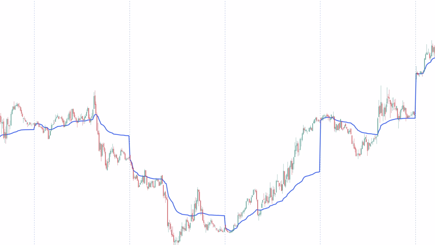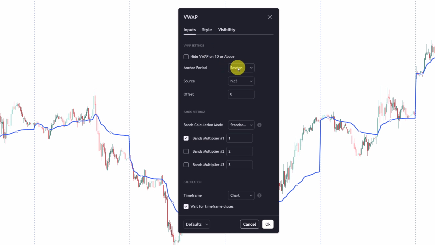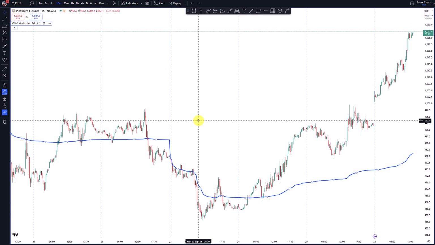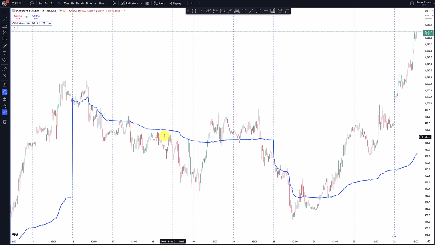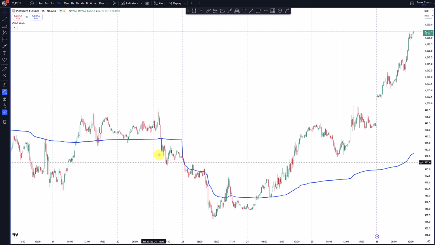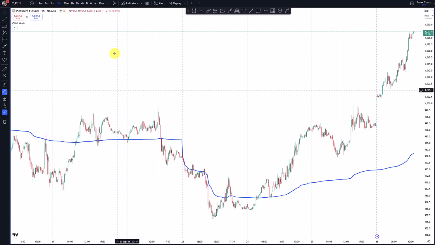However, what I really like to do is open the settings and change the period to weekly. This makes the VWAP reset every Friday night or every Monday morning when the market is opening again. You can see that the jumps occur only from Friday to Monday. And this gives you a little bit of a longer term VWAP.